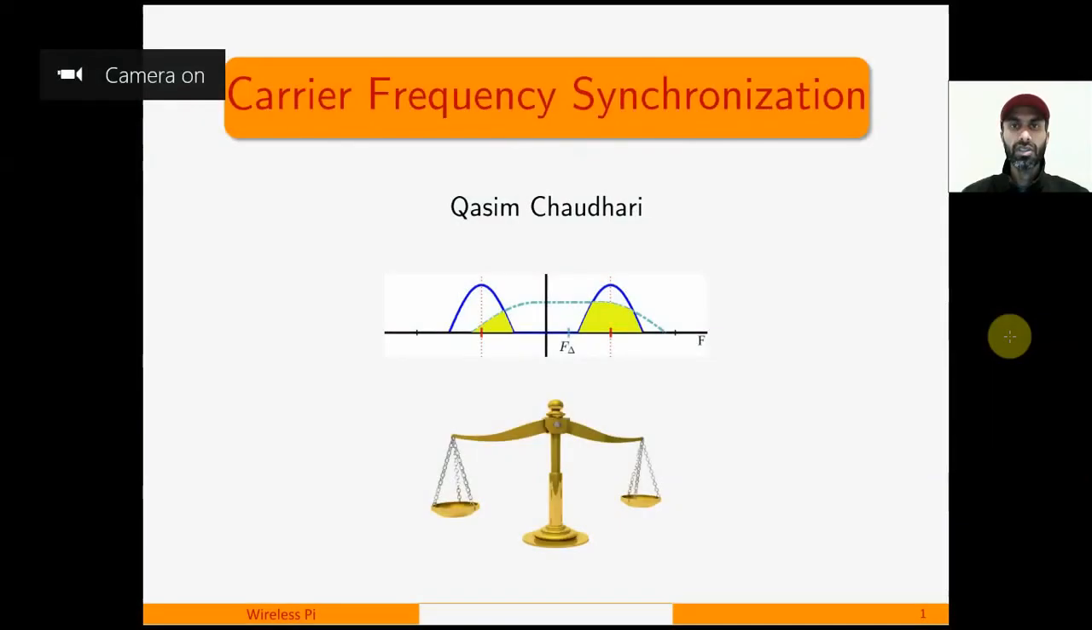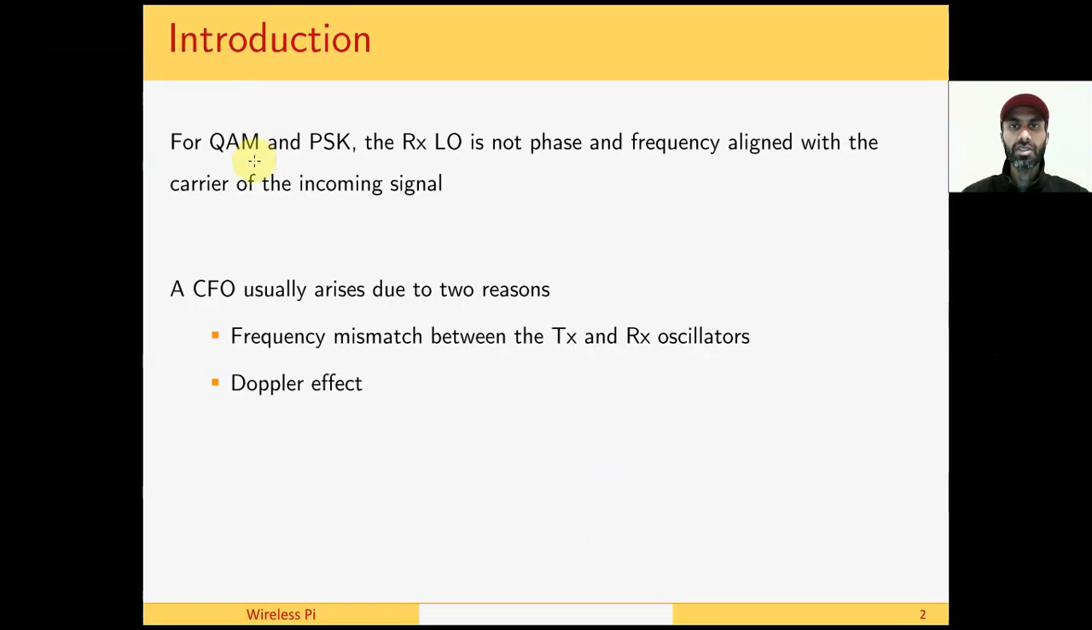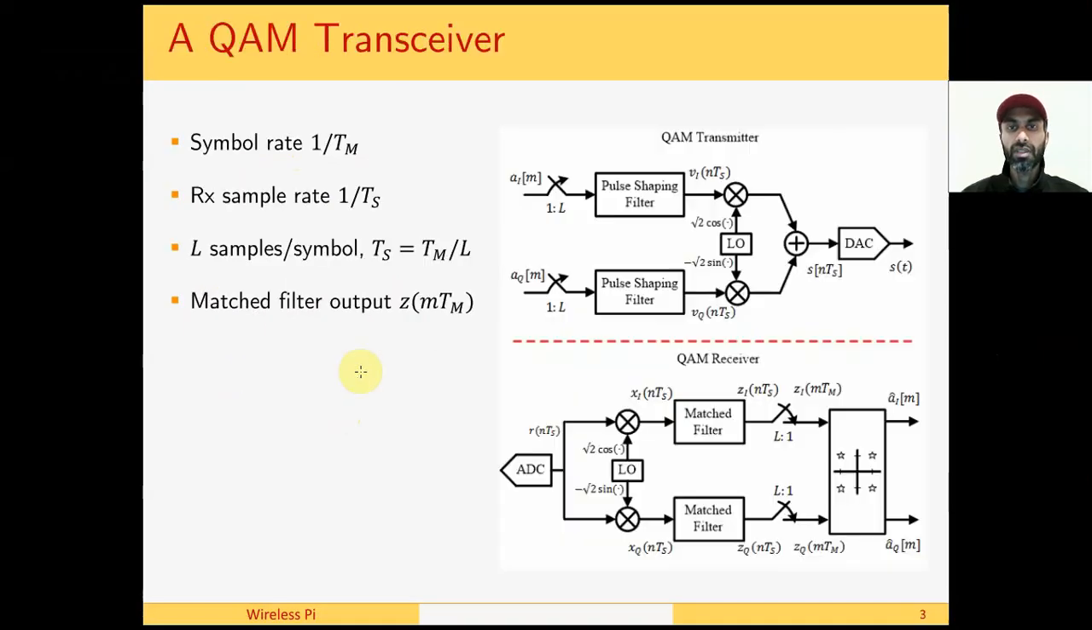Carrier frequency synchronization is required in passband modulation schemes such as QAM and PSK. The receiver local oscillator is not frequency and phase aligned with that of the transmitter. A carrier frequency offset, abbreviated as CFO, usually arises due to two reasons: frequency mismatch between the transmitter and receiver oscillators, and the Doppler effect. We will discuss the Doppler effect later during the wireless channel.